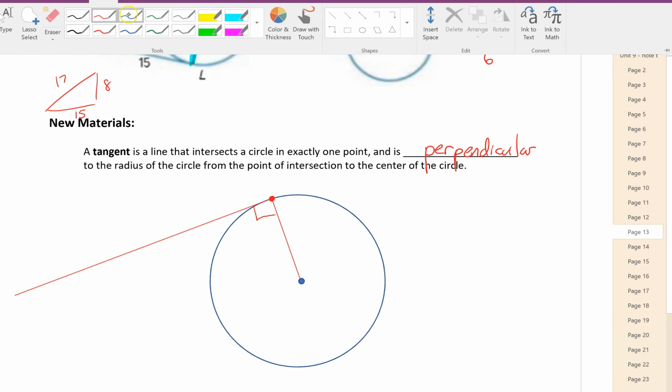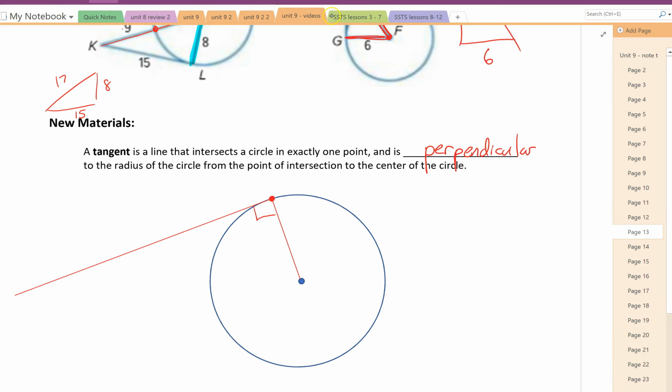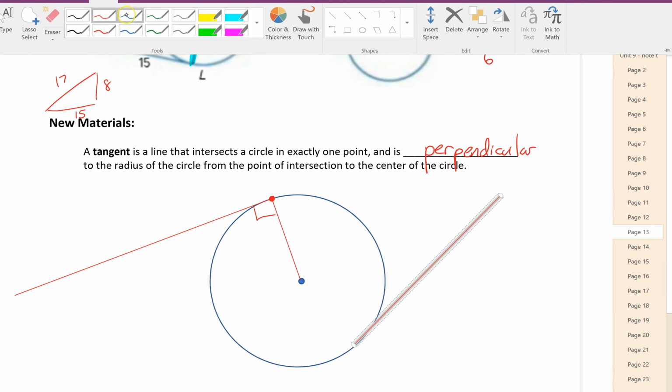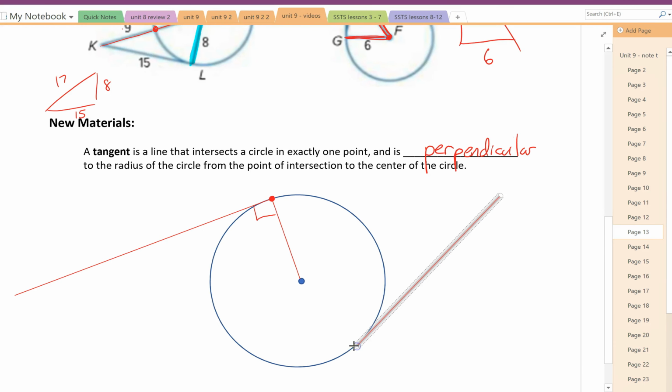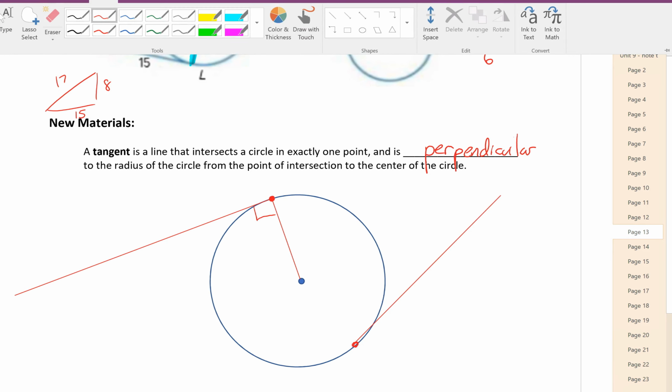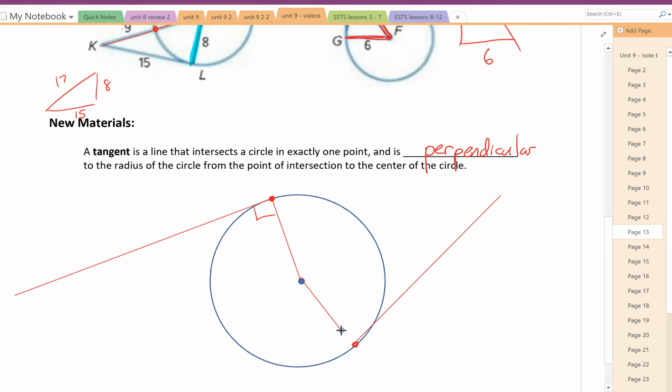If, on the other hand, I drew a line like this, and I said that the point of intersection was right here, and let's say then I drew a radius to that point, and let's say I measured it and it turned out that this angle was only 88 degrees. Well, then that would mean that that was not truly tangent to the circle. Okay, so for a line to be tangent, it has to intersect with the radius to that point at an exactly 90-degree angle.